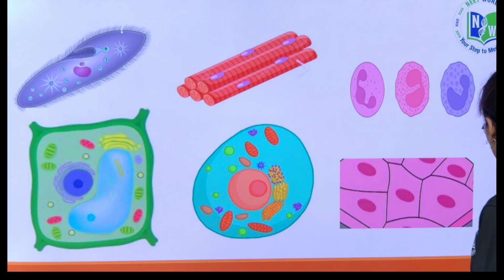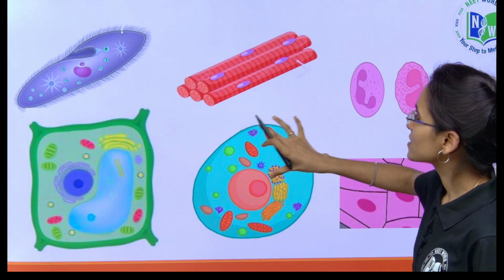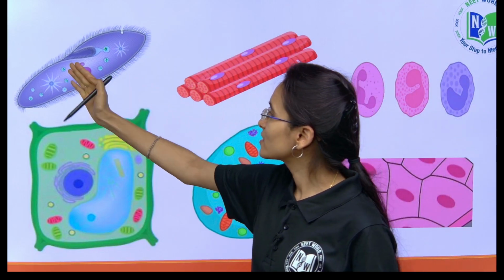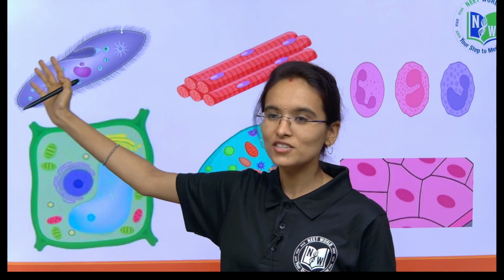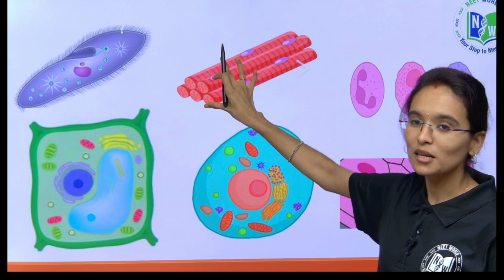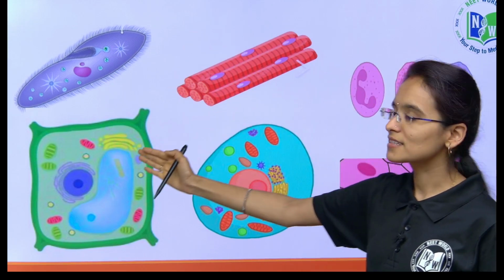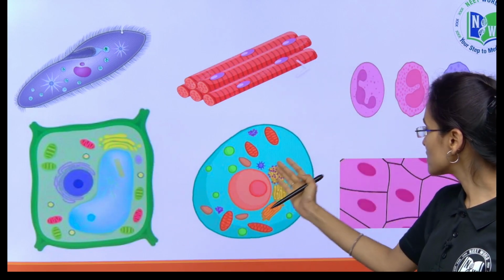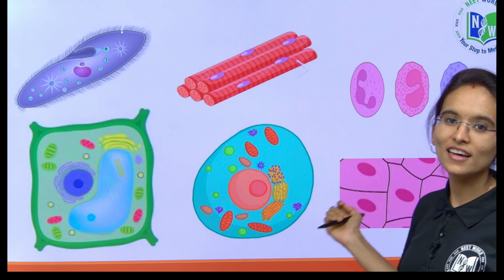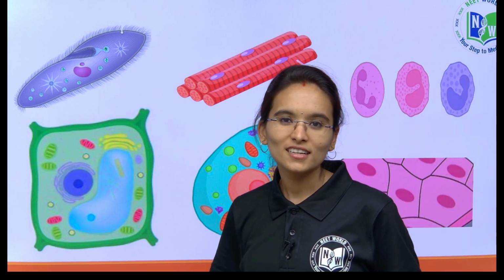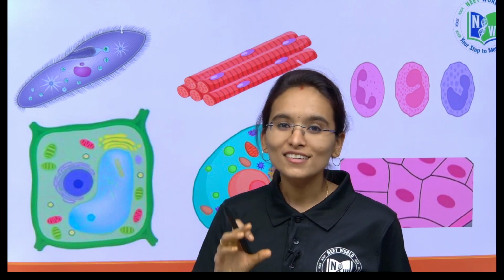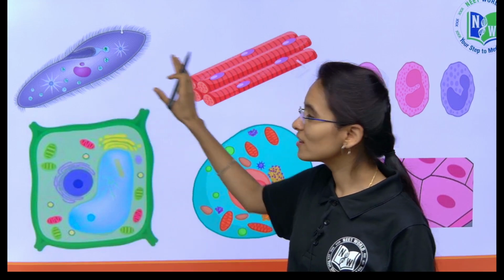See here, children, these are some pictures. This is a protozoan, a paramecium, and these are skeletal muscle tissue, and these are WBCs, this is a plant cell and this is an animal cell, and this is a tissue called simple squamous epithelial tissue. So now let's look at the nucleus in all of these.